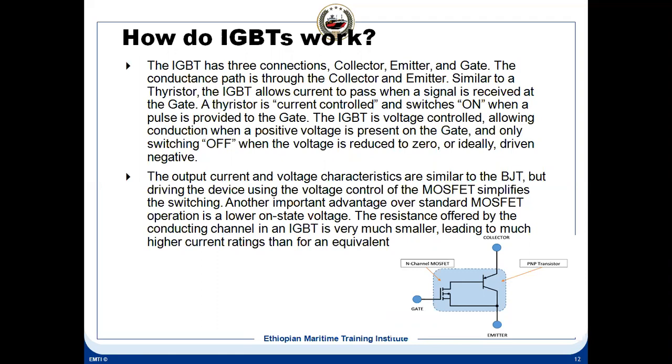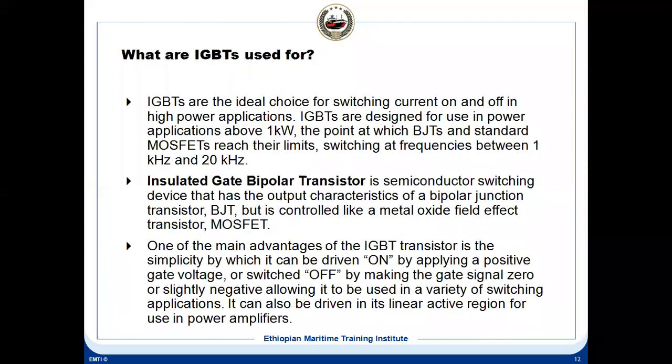Hope this is clear. So the output and voltage characteristics are similar to BJT, but driving that device using a voltage control of MOSFET simplifies the switching actions. Now where it is used, IGBTs are an ideal choice for switching current on and off in high power applications. So it is like switching on and off. We will see in detail what this switching on and off is and how it is used.